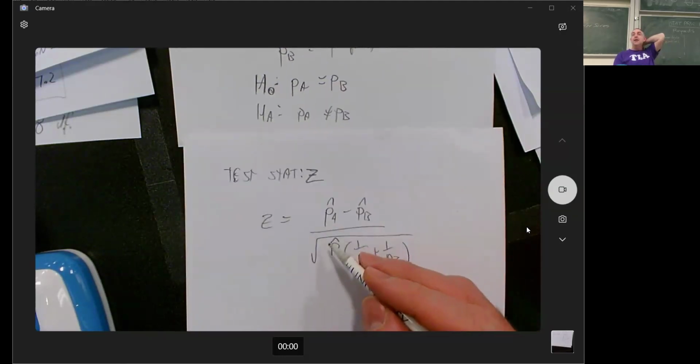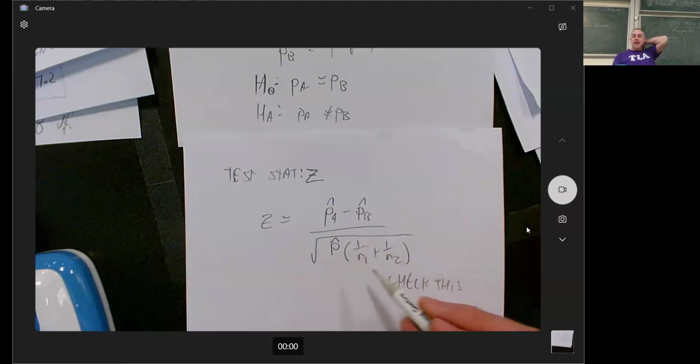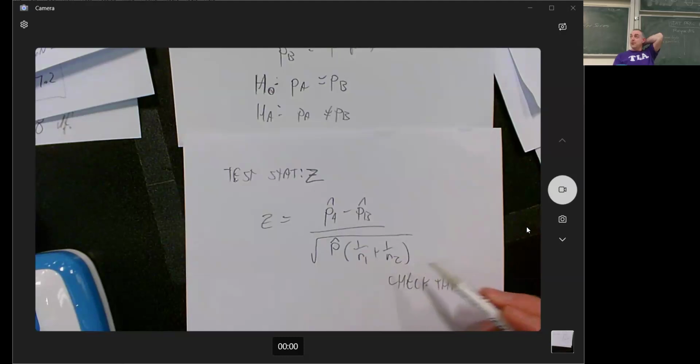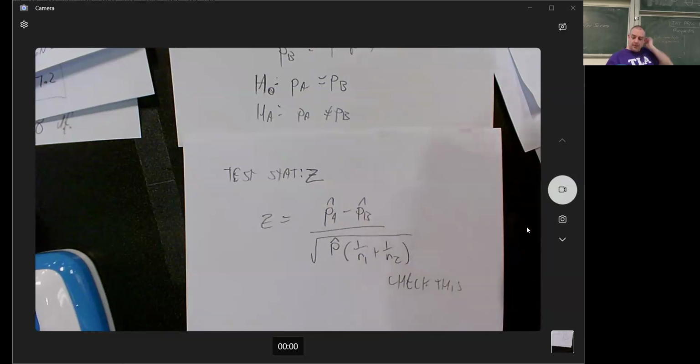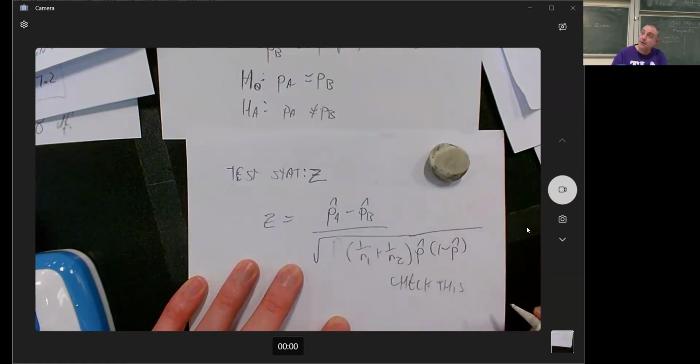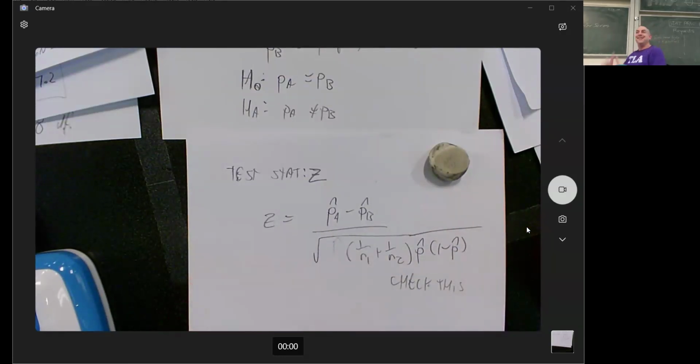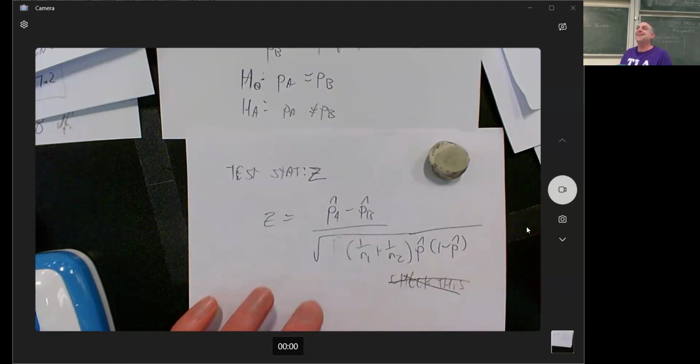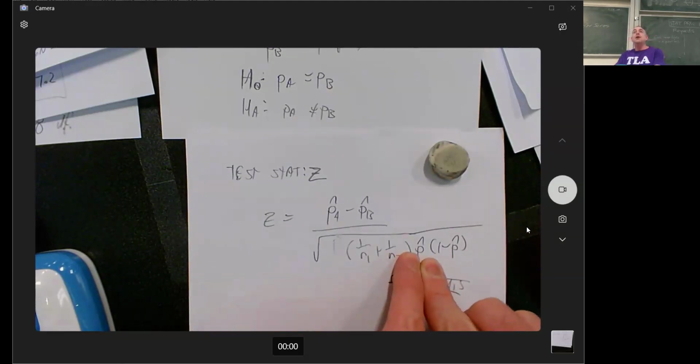Where the P hat there is the proportion that would have been if you lumped them all together into one giant group. And the N1 is how big group 1 is, and the N2 is how big group 2 is. Is that right? Oh, okay. Oh, yeah, you're right. Like that? Okay, cool. Thank you for checking it.